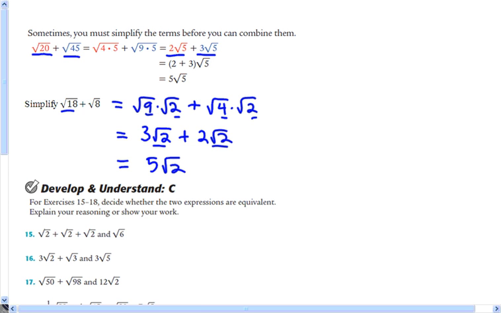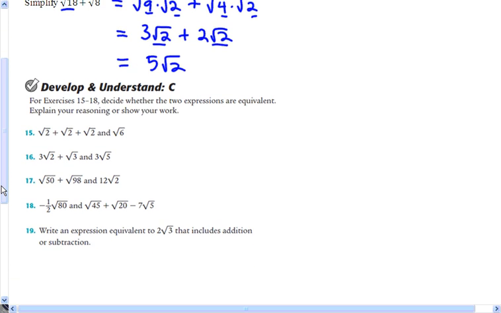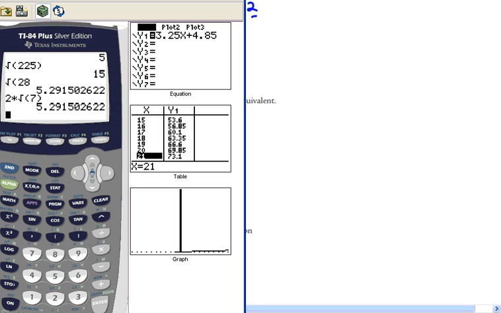All right, I can do a couple more problems with you. Let's look at this and decide whether the two expressions are equivalent and explain your reasoning. Well, one way you could check is just do that on your calculator, and then you can try and figure out the reasoning whether it's true or not. But if we do the square root of 2 plus square root of 2 plus square root of 2, and we do the square root of 6, let's see if we get the same thing.